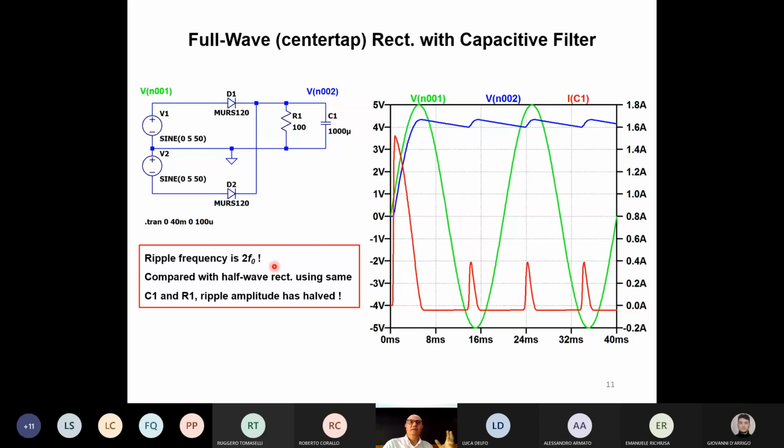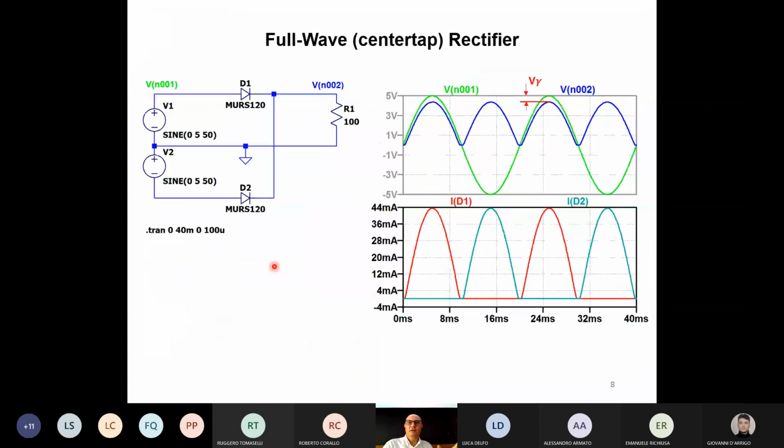If we go back to the circuit without capacitive filter, I go back where? Here. You already saw that the voltage on the diode, on the resistor, and on the capacitor was going up and down 2 times per each cycle. Just because this diode D2 in some way is mirroring the negative wave into a positive wave. It's reflecting the wave.